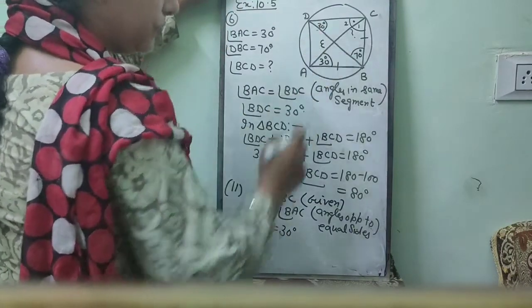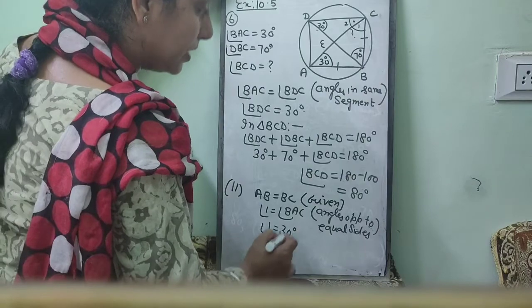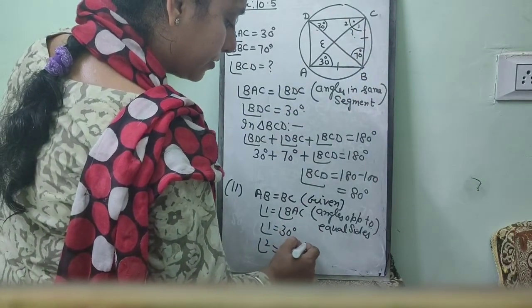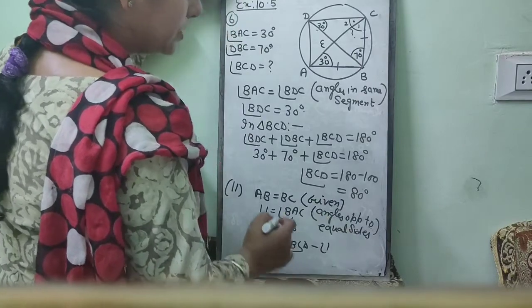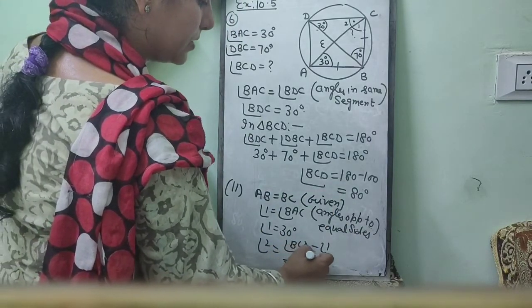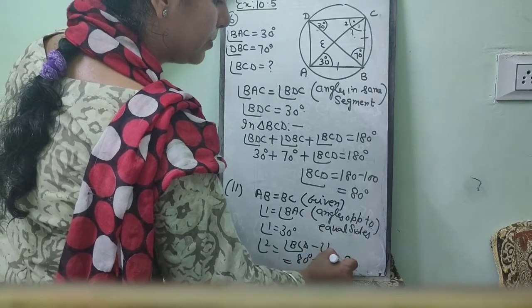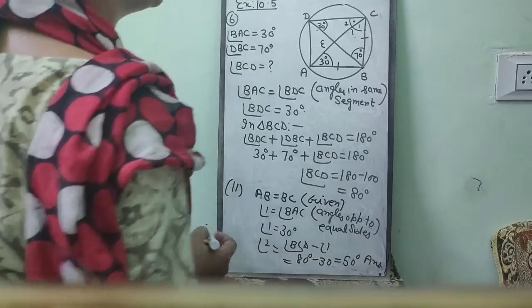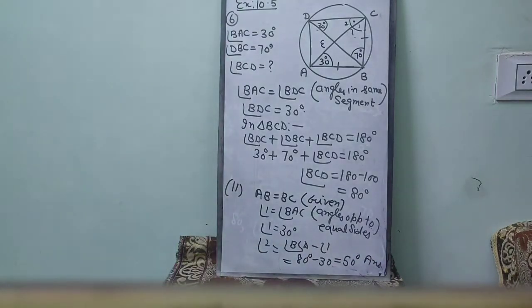Now if you want to find angle 2, that will be this full BCD minus angle 1. BCD was 80 degrees minus 30 degrees. Your answer will be 50 degrees. Give a 1 minute review to this sum thoroughly.